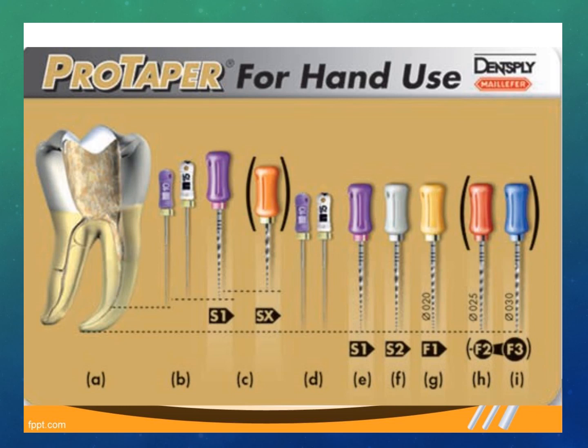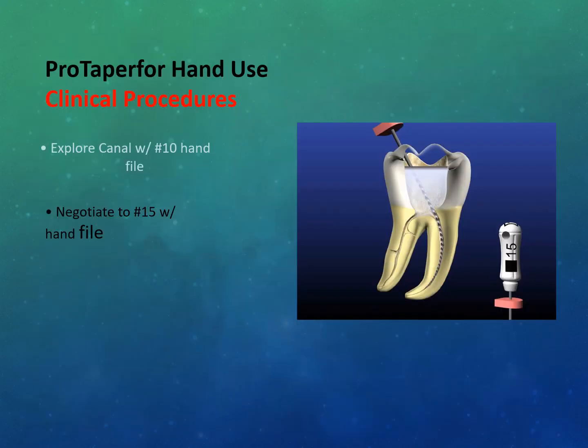Now I can show you the clinical procedure. So how to do it? Explore the canal with 10 size after you do the access opening. Let me start with this.